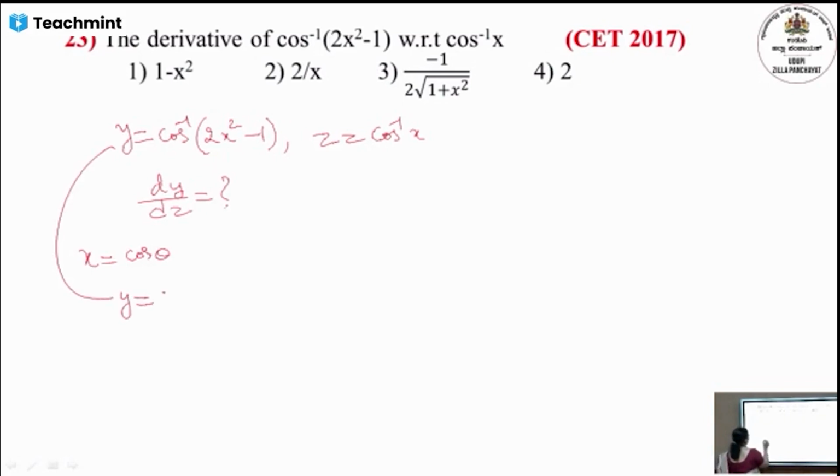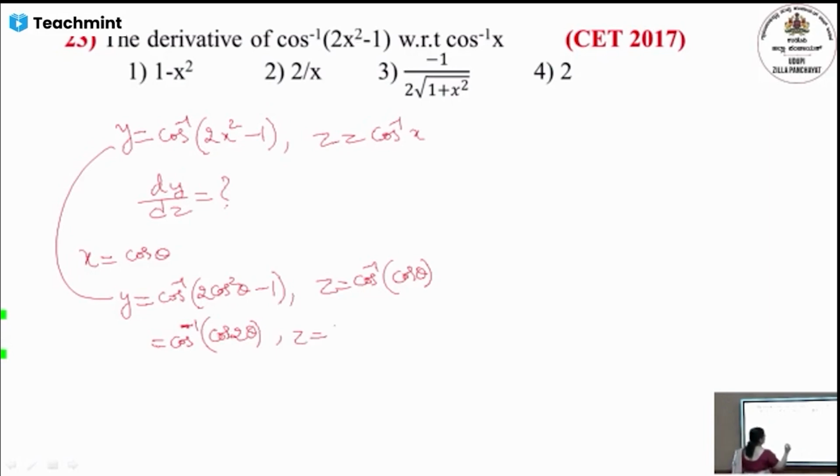What happens to y? Cos inverse of 2 cos square theta minus 1. What happens to z? Cos inverse of cos theta. 2 cos square theta minus 1 is what? cos 2 theta. So it is cos 2 theta. Cos inverse cos cancels and theta remains. So y is 2 theta, z is theta. So y is 2z. What we need is dy by dz, which is 2. That is this answer.